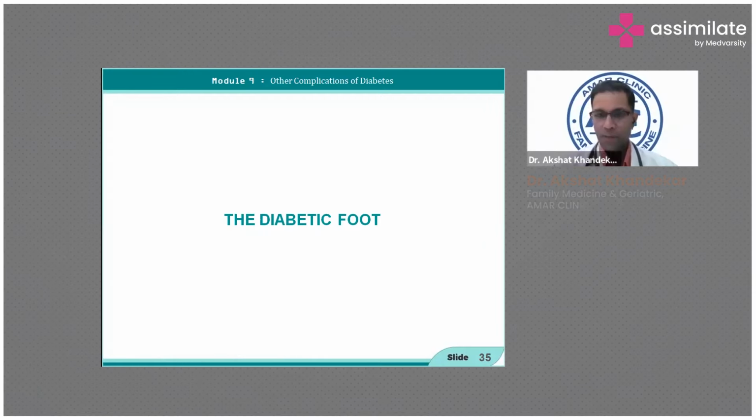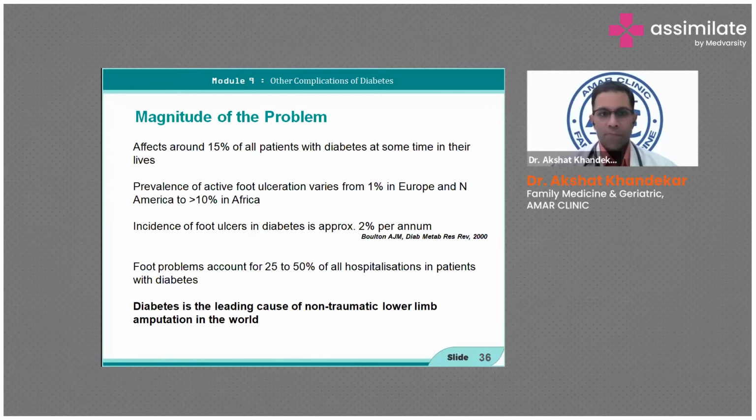Okay, let's begin. So usually the magnitude of the problem affects 15% of all patients with diabetes. Prevalence of active foot ulceration varies from 1% in Europe to 10%. Usually foot ulcers you need to identify. Calluses you need to identify, that is 2% per annum. Foot problems account for 25 to 50% of all hospitalization with diabetes. Diabetes is the leading cause of non-traumatic lower limb amputation in the world.